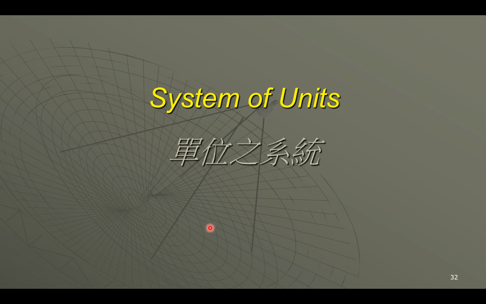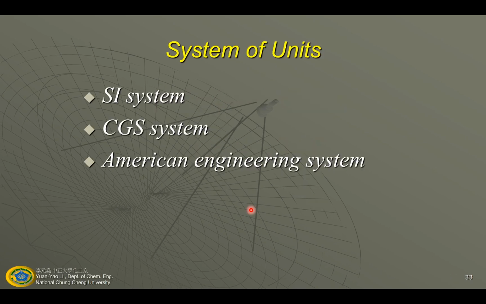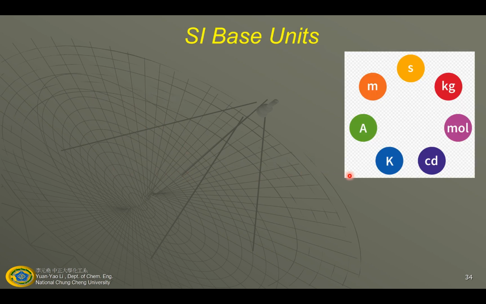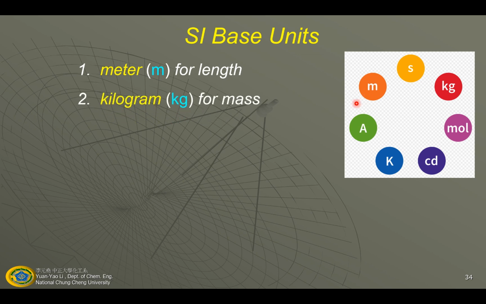Okay. So for the systems of units, there are 3 systems of units. Again, the first one is the SI system. The second one is the CGS system. The third one is the American engineering system. As we know, there are only 7 base units. For the SI base units, meter is for length. Kilograms is for mass. And second is for time.